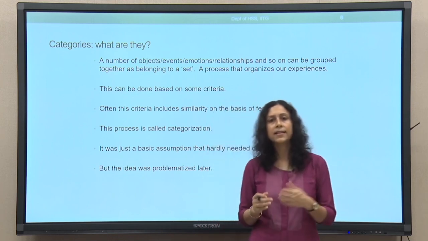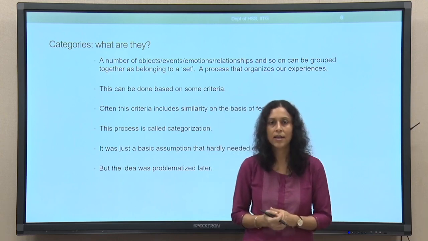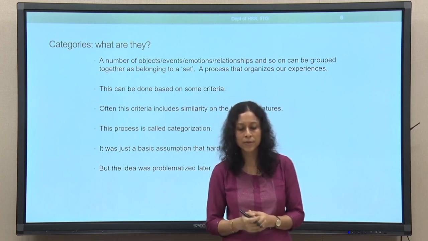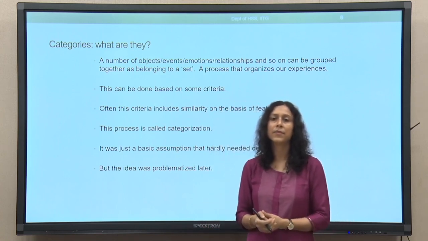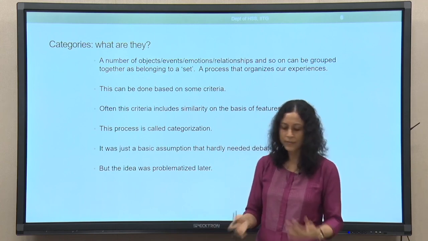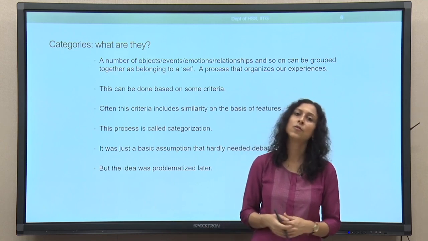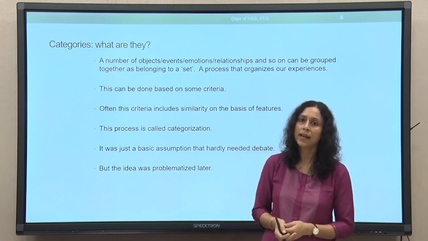So, how does categorization happen? What do we do to categorize? It is very simple to say that, okay, fine, we put things together. I am putting all these machines that I have in front of me together as something called gadgets. I call all of these, the computer screen, the keyboard, the pointer, and so on, as gadgets. They can be grouped together as gadgets.